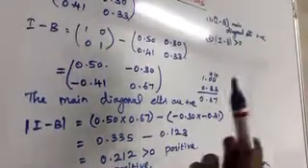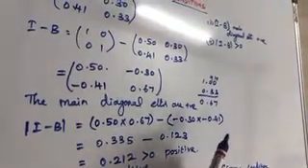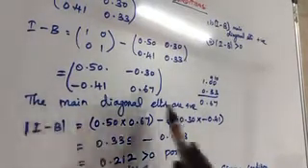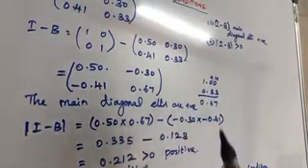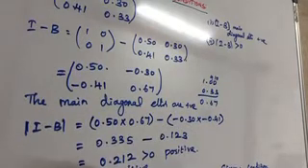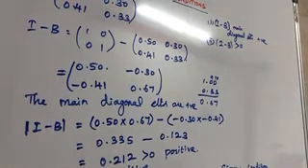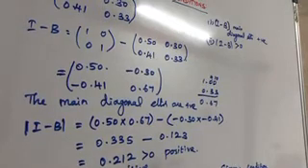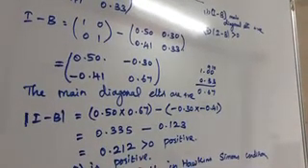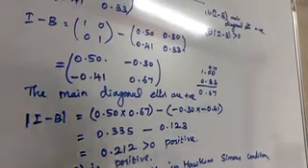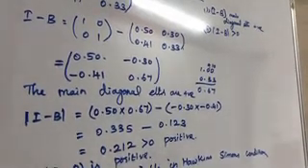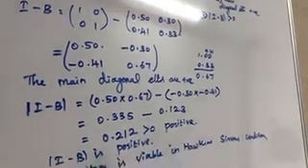Both Hawkins-Simon conditions should be satisfied. The main diagonal elements should be positive and the determinant value of I minus B should also be positive. If either of these conditions is not satisfied, then we conclude that the system is not viable. It will not work properly.